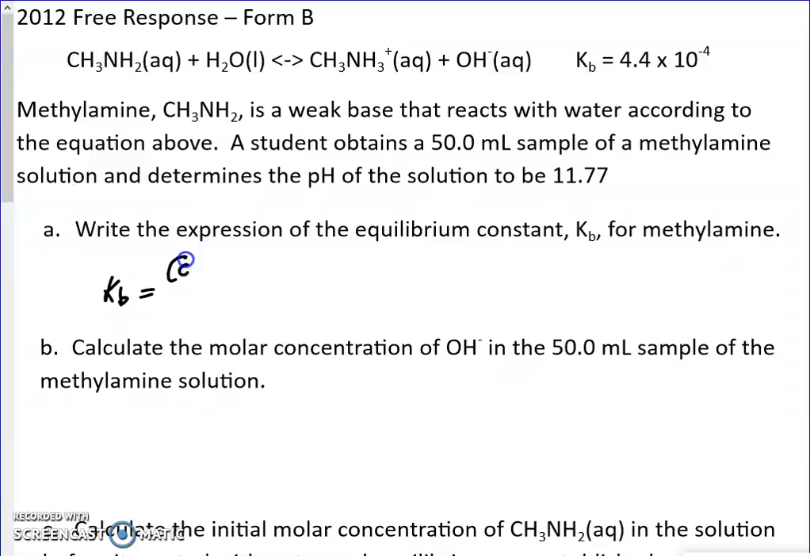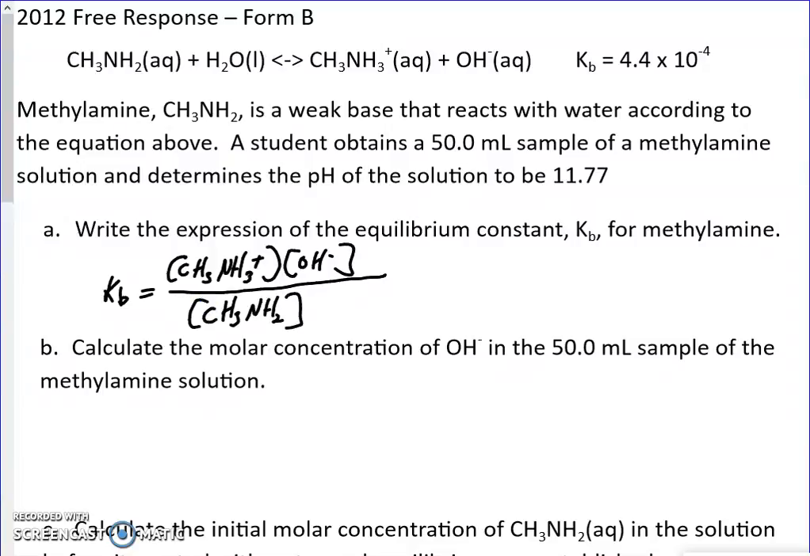So we have our products, which are these guys, over our reactants. Okay, not too bad. And you can replace the Kb with 4.4 times 10 to the negative fourth. That's perfectly acceptable. It's kind of up to you how you do it. So A, easy, 1 free point, good to go.